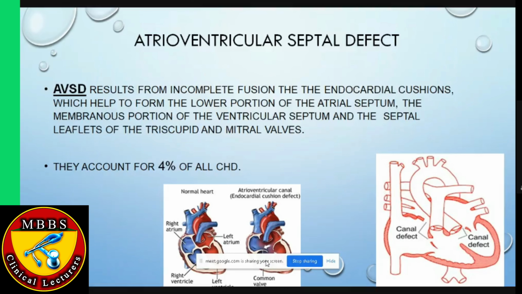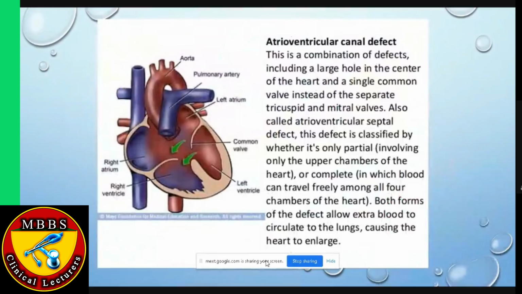But this is not so commonly occurring. The incidence is only about 4% of all congenital heart diseases. So this is a defect which is occurring in both the atrium and the ventricle, so we call it the atrioventricular septal defect. Now, the atrioventricular canal defect is a combination, since there is a failure of fusion of the endocardial cushion, and the membranous part of the ventricular septum is also not formed. So this will lead to a large hole in the center of the heart and gives a single common valve instead of separate tricuspid and mitral valves.